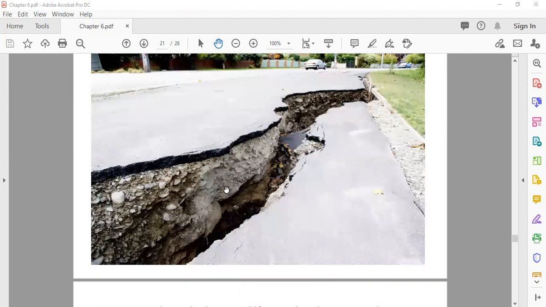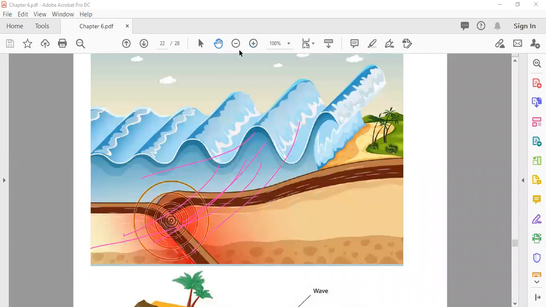You can see here, after the earthquake, this is divided. There is a fault, or a break, on the earth's surface. Tsunami. What is a tsunami? Now, one is we have the earthquake, which we just studied. A tsunami is an earthquake under the water, in the ocean.